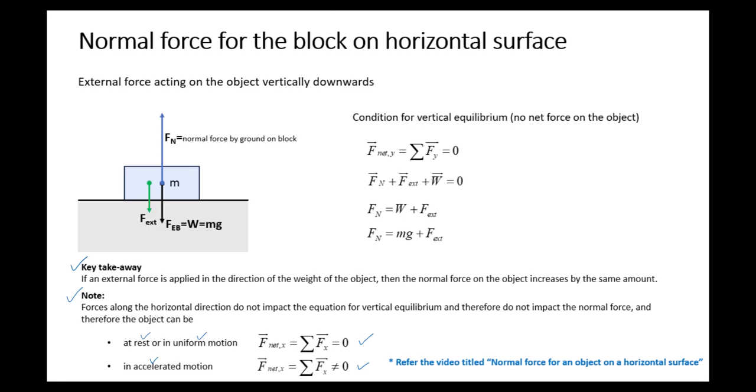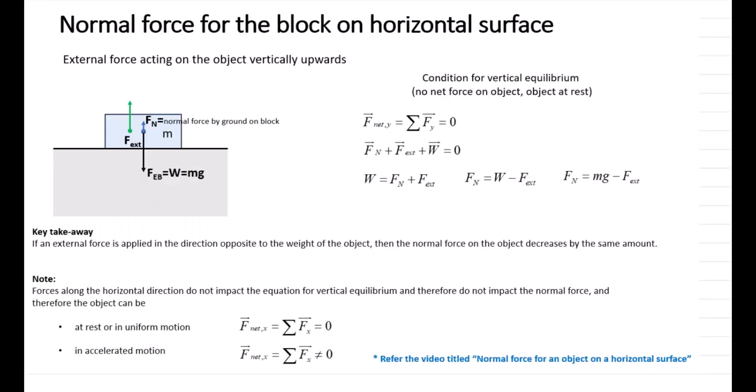So what it means is that in the x direction, the object may be moving or may not be moving, but it has no impact as far as the normal force is concerned, because normal force is a part of vertical equilibrium, and none of the forces in the vertical equilibrium change with respect to anything happening on the x direction. That's very important. Now let's try to understand the normal force acting on the block on horizontal surface.